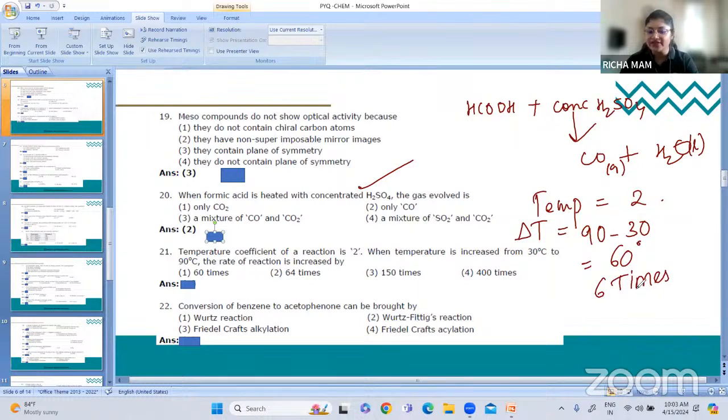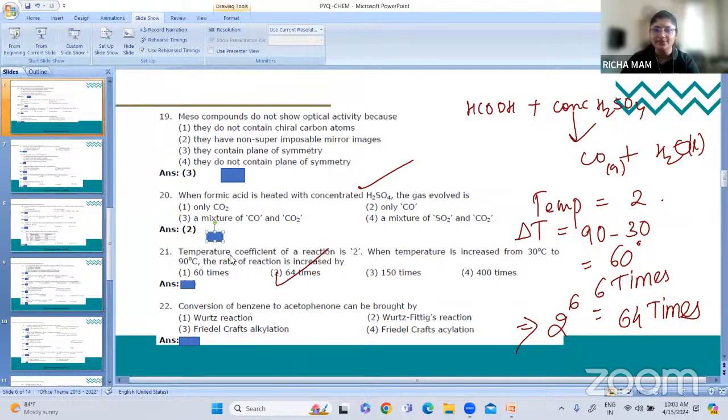So what is temperature coefficient? It is the ratio of rate constants when the temperature is increased by 10 degrees. So what is the rate of the reaction? The rate of the reaction is increased by 2 raised to 6. So that is 64 times. 2 raised to 6 is 64 times. So option number 2 is the correct answer.